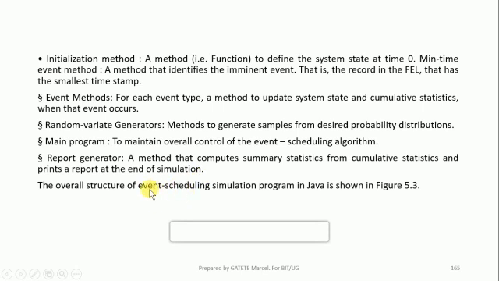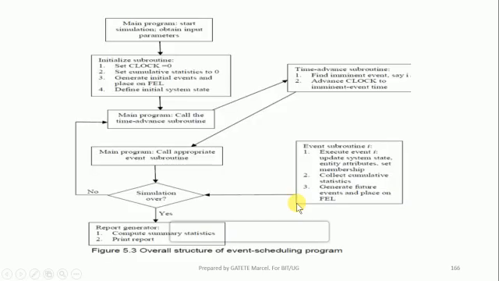So we can have the structure for an event scheduling simulation program in Java. How? Using this program. There will be the main program. The main program will start the simulation, obtaining input from parameters. Here, the main program will first start the simulation. At the beginning, it collects the input parameters. They can collect the time, the events, they can collect everything.